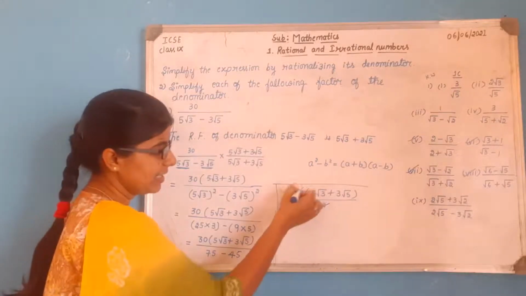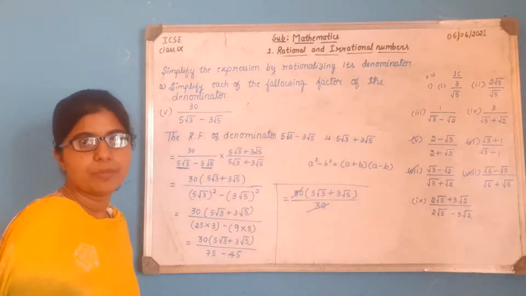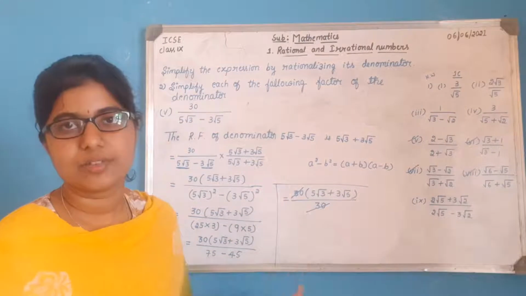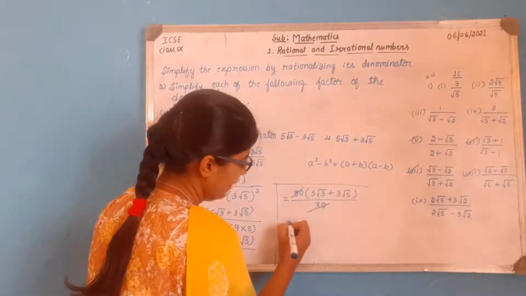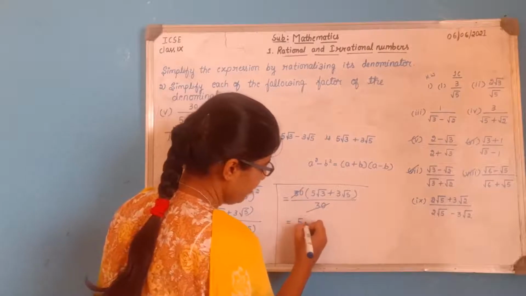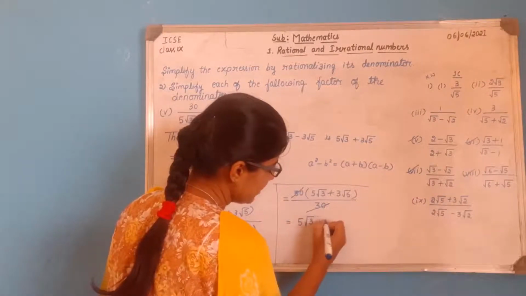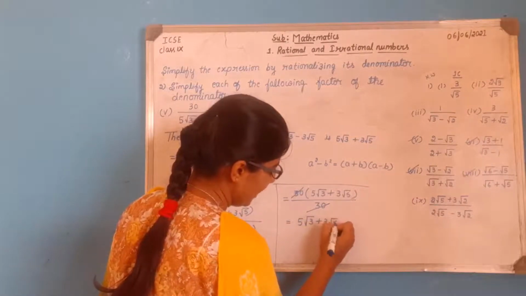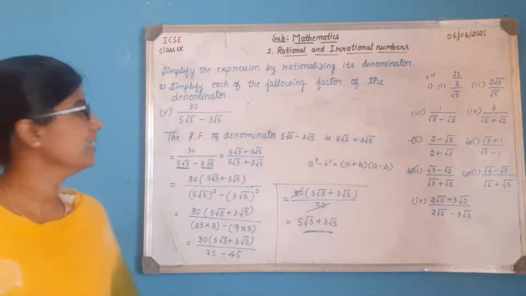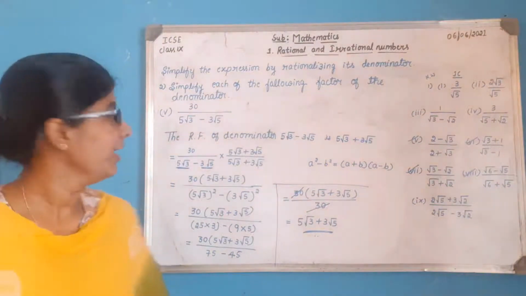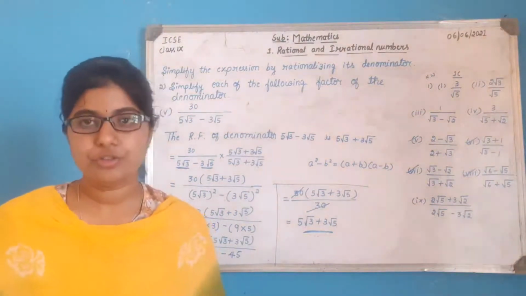Next, 30 and 30 will cancel with each other because one is in the numerator and another is in the denominator. What remains is 5√3 plus 3√5. So this is the final answer for the fifth question, that is 30 divided by 5√3 minus 3√5.